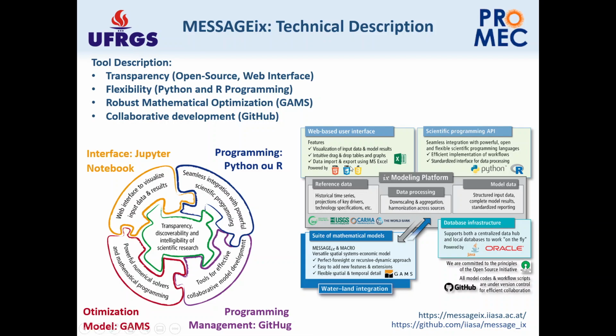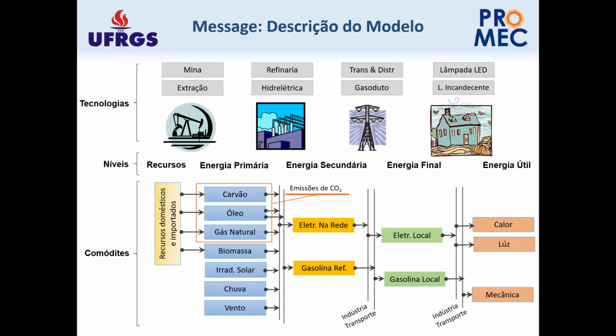So this is another explanation of how the tool works, what's involved in the tool, and the formulations of the model. They follow mainly this representation where you have the commodities, which is coal, oil, natural gas, biomass available for your country, which is the primary energy.